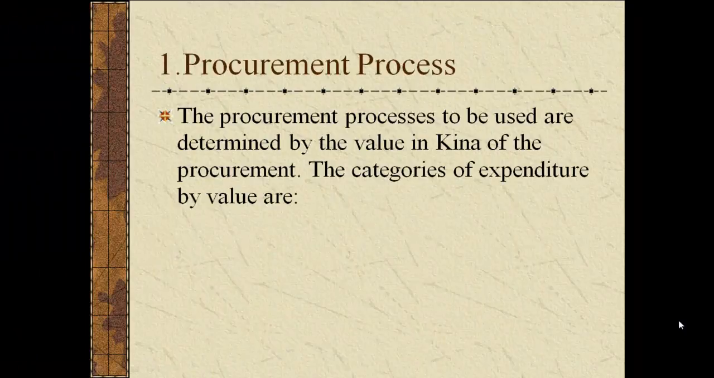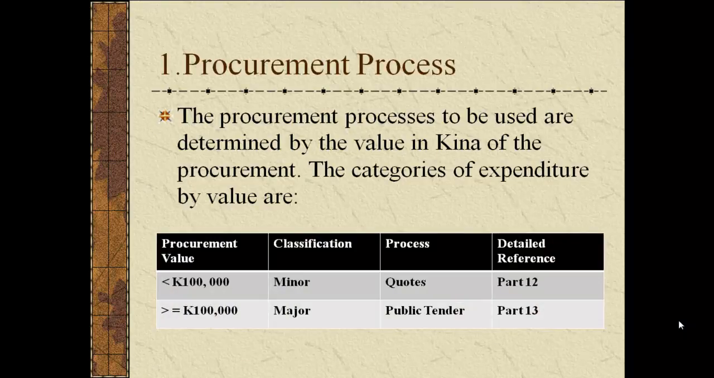The procurement process. The procurement processes to be used are determined by the value in Kina of the procurement. The categories for expenditure by value are: amounts less than 100,000 fall under the classification of minor. The process is quotes and its detailed reference is found in Part 12 of the IFMS. Amounts greater or equal to 100,000 fall under the classification of major. The process is public tender. The detailed reference is found under Part 13 of the IFMS.